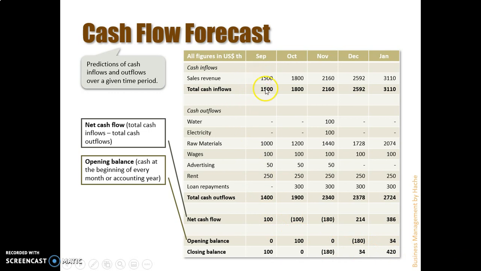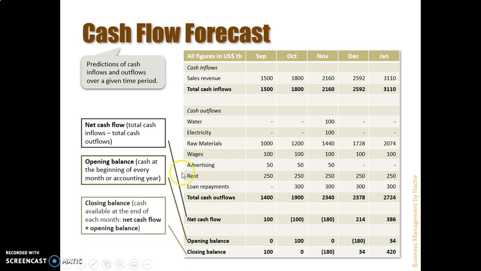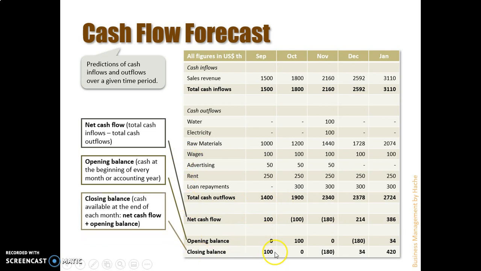So again, total cash inflows, total cash outflows, we get the net cash flow, then we get the opening balance, and finally we get the closing balance, which is the final value that we get at the end of that specific month. How do we get that? By adding net cash flow plus the opening balance. In this case, obviously, because it's 100 plus 0, our closing balance will be 100. Then we go to the next month.